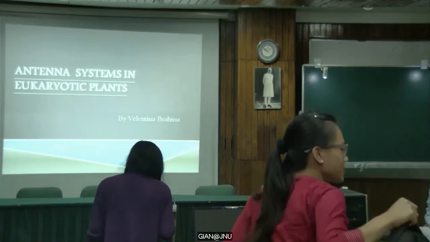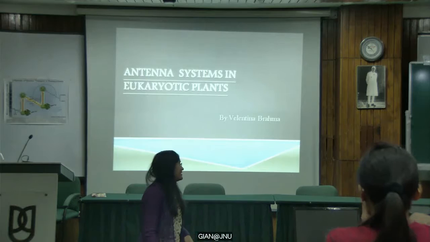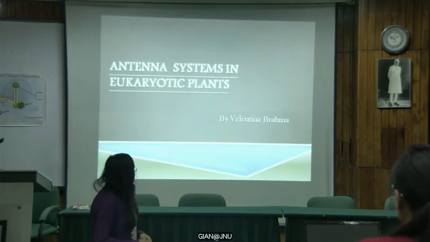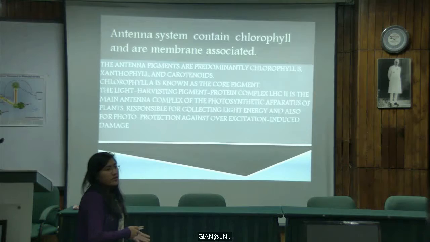Good morning, everyone. I am going to talk about light harvesting complexes in eukaryotic plants. So the light harvesting complex contains chlorophyll and membrane proteins: chlorophyll A, chlorophyll B, xanthophyll, and carotenoids. These are the light harvesting pigments. They are responsible for collecting the light energy from sunlight and transferring it to the reaction center.